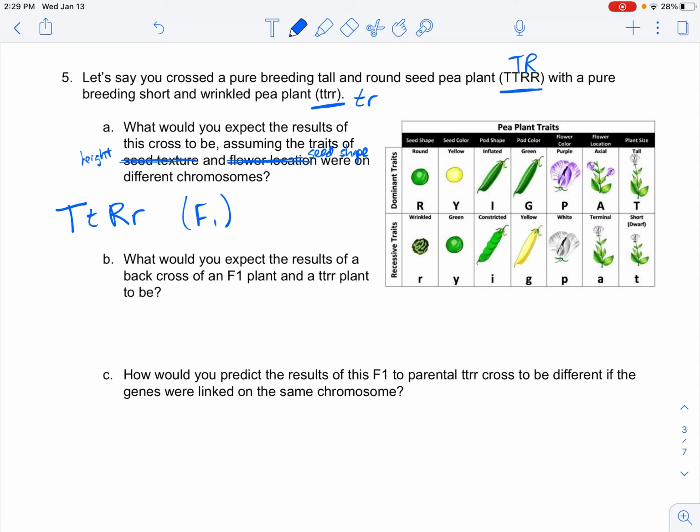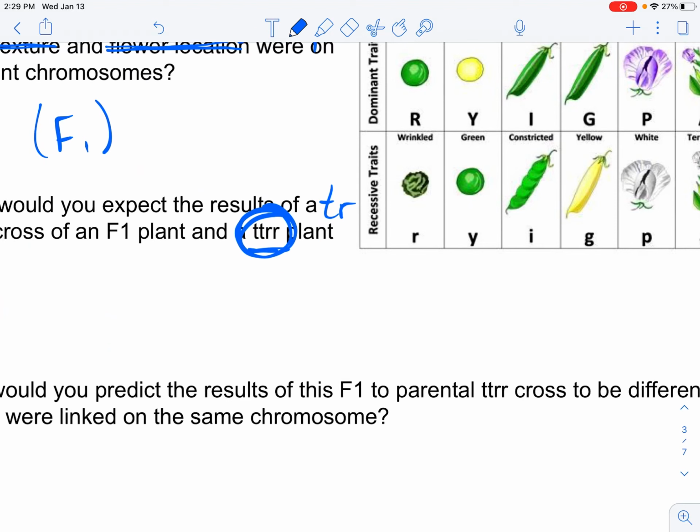And then what would we expect as a result of a back cross of an F1 plant to one of the parent plants, which is this one? Okay, so again, that parent plant is just going to give the little t, little r, but a hybrid is going to give, we'll do the FOIL method, that, or that, or that, or that.